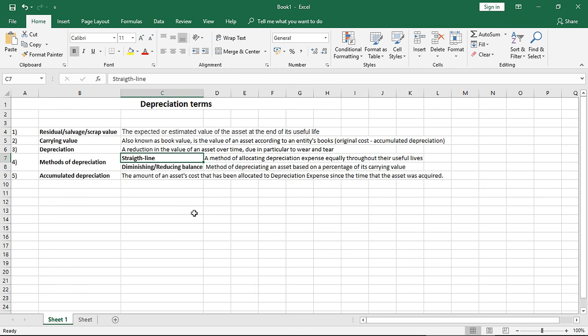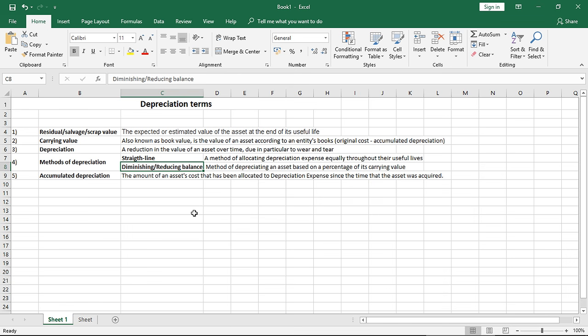And the second method of depreciation is the diminishing or reducing balance method. They may say diminishing balance method or reducing balance method; they use them interchangeably. It's a method of depreciating an asset based on a percentage of its carrying value. Now we just looked at the carrying value. So the straight line method uses the cost of the asset, whatever the cost that you bought the asset for, to calculate the depreciation every year. But the diminishing or reducing balance method uses the carrying value to calculate the depreciation every year.